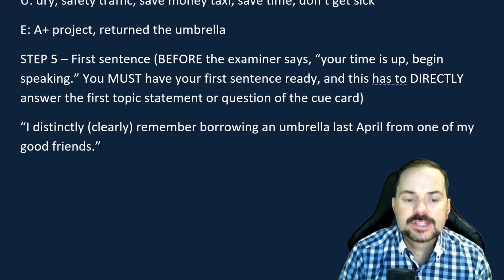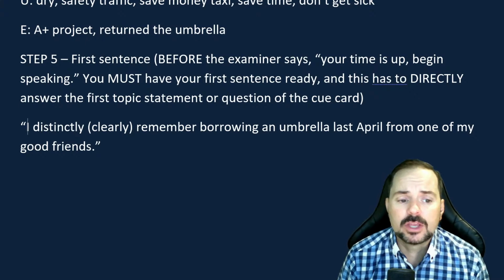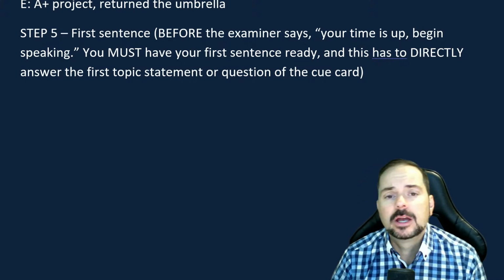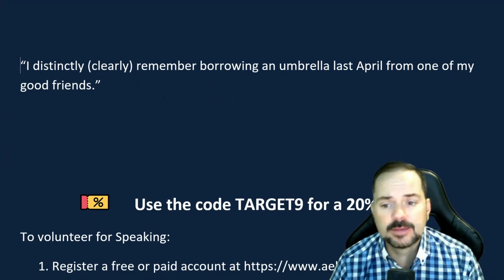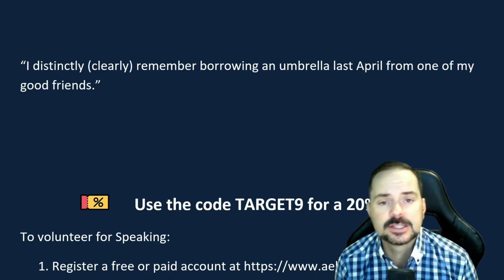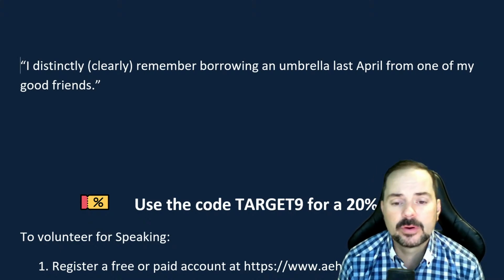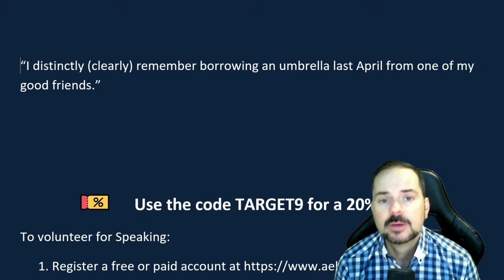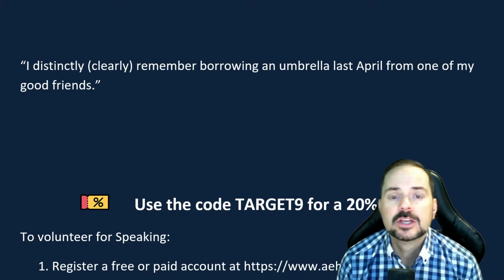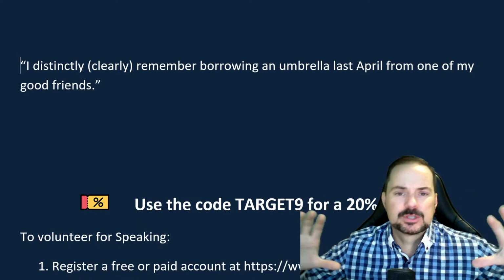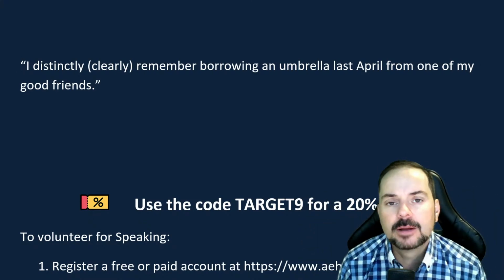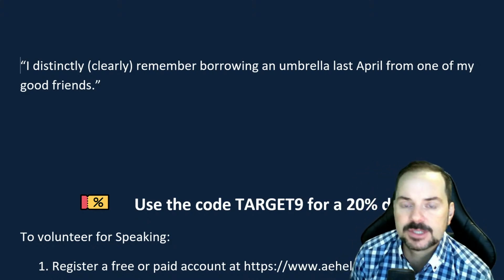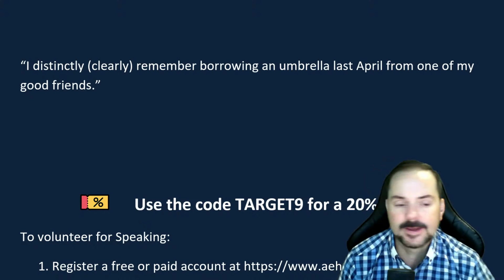Okay, now notice how I kept this sentence quite simple. Your first sentence when you answer the cue card should not have mistakes. It sounds really bad if the examiner says, okay, your time is up, please begin speaking, and then your first sentence is like, I distinctly remember borrowing an umbrella last April from one of my classmates during project starting for the school that, and it's like, what? It's like, whoa, whoa, brakes. Let's do a clear, simple, accurate sentence for the first sentence. Let's not make mistakes. Let's make this super, super clear, okay?